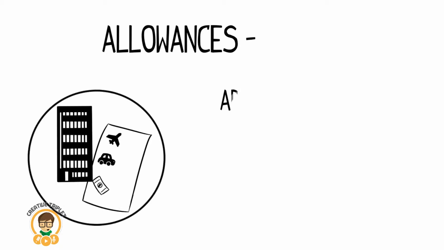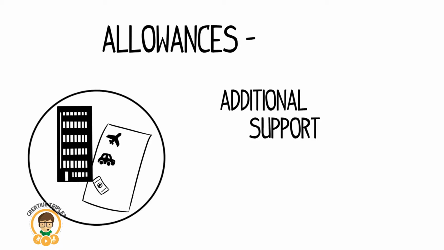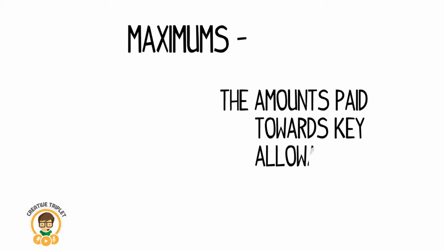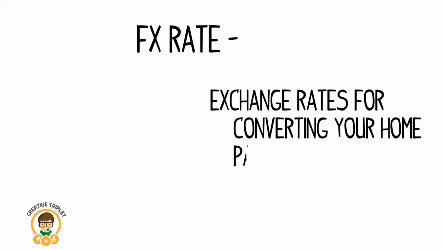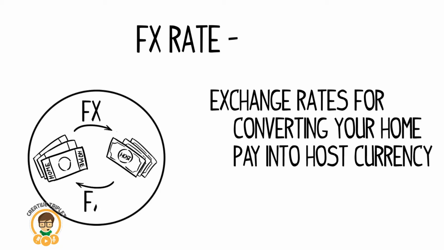Allowances, the additional support you may receive towards incremental living expenses in the host country. Maximums, the amounts P&G supports toward key allowances such as housing and utilities. FX rate, the P&G internal treasury rate used to convert your monthly home country pay into host country currency.